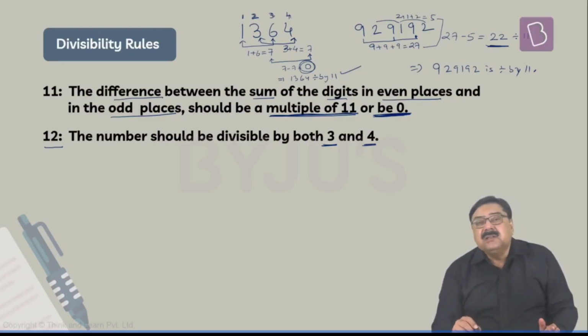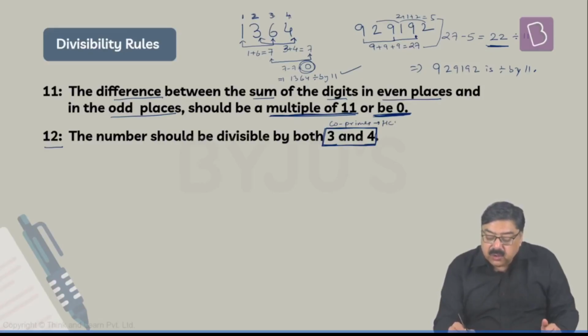But please know this, that the pair of factors that you take here have to be coprimes. Now, what are coprimes? In short, those numbers which have their HCF as 1. 3 and 4, highest common factor is 1. 6 and 2, highest common factor will be 2.